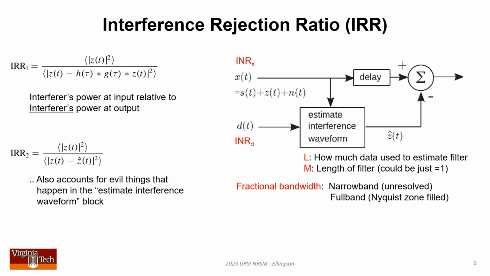Finally, the fractional bandwidth of the signal can be important. To account for this, we usually study the extreme cases. That is, first, signals which are narrowband in the sense that they cannot be spectrally resolved given L and the sample rate. And at the other extreme, signals that are wideband in the sense that they fill the entire Nyquist bandwidth. These are the two extremes.